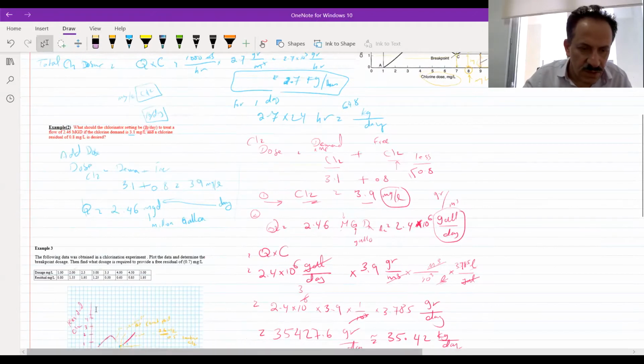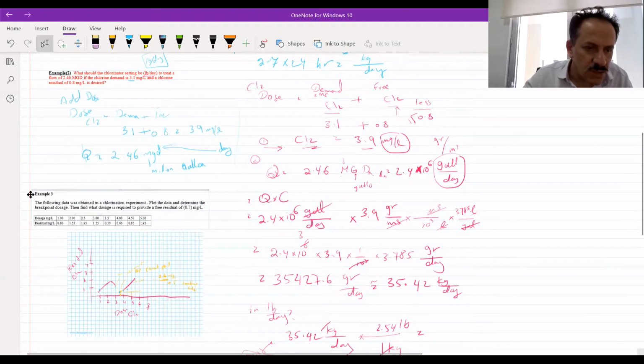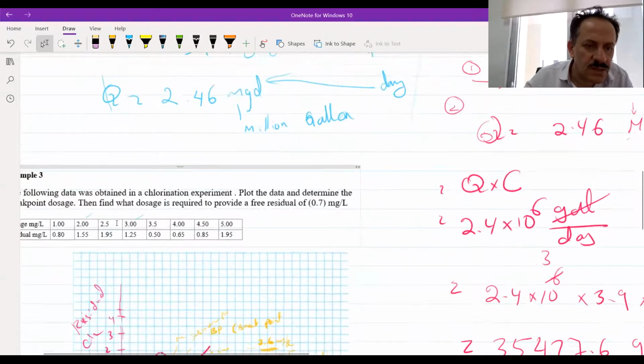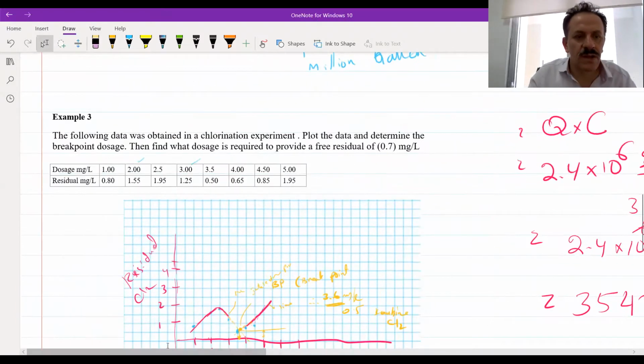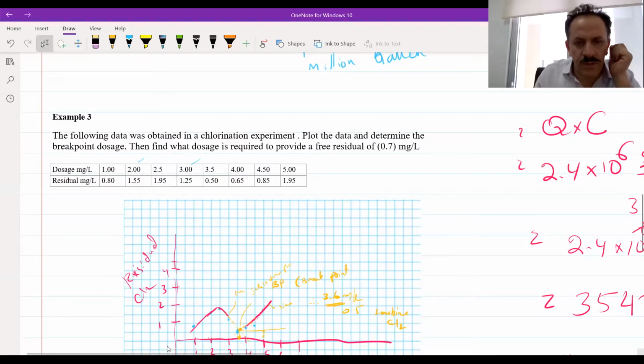I think it was in the final exam. So the question said, plot the data. I plotted the data, and found the break-even point. This is one. Then find what dose is required to provide a free residual of 0.7. So the second part of this question, I want to have a free residual of 0.7.